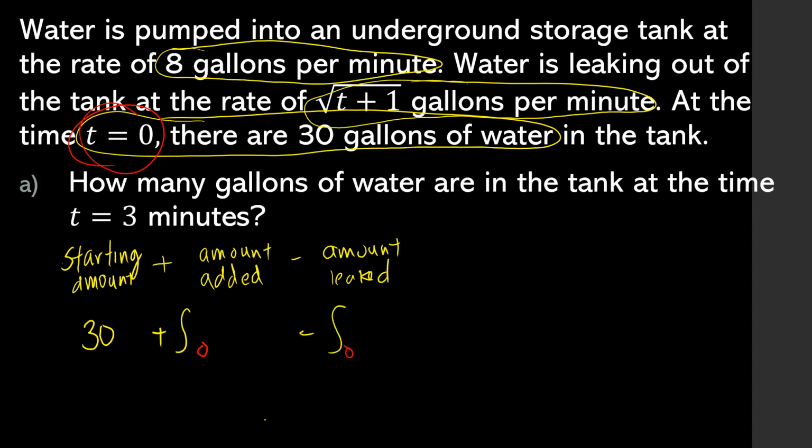Okay, so the amount added is going to be measured in gallons. So right now that's 8 gallons per minute times a change in minutes, dt. And the upper bound is going to be 3 minutes. We're starting at 0. We want to know what's happening at 3. The amount leaked out, square root of t plus 1 gallons per minute times dt. Minutes.